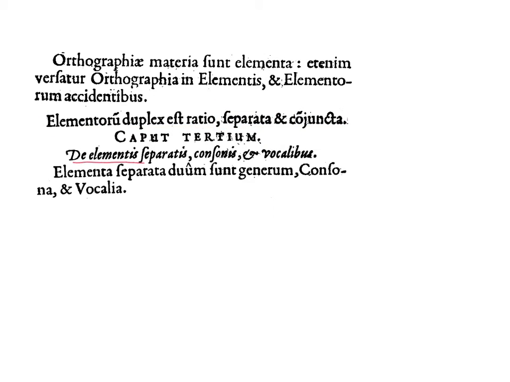So now, de elementis separatis, consonis et vocalibus. Caput, or chapter, of course, means head in Latin, and capitulum is the diminutive version of that, and so this is the standard way to name the parts of a work, caput tertium, and then the ordinal numeral, primum, secundum, tertium, etc., rather than the cardinal. So this chapter concerns elementis separatis, the basic parts considered individually, namely consonis, consonants, and vowels, consona et vocalia.